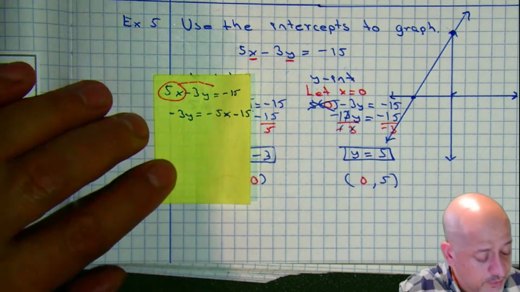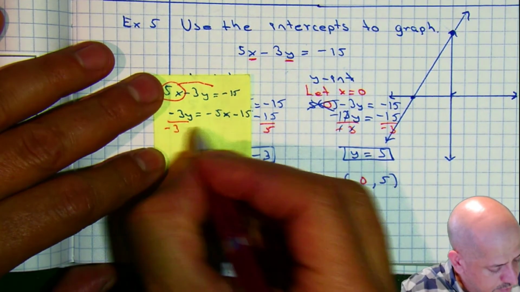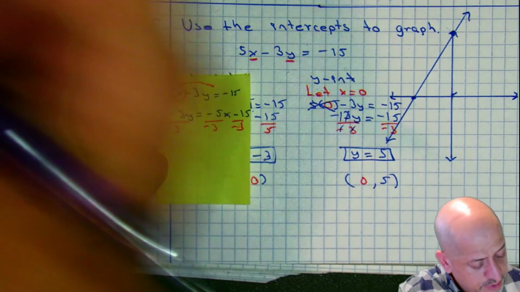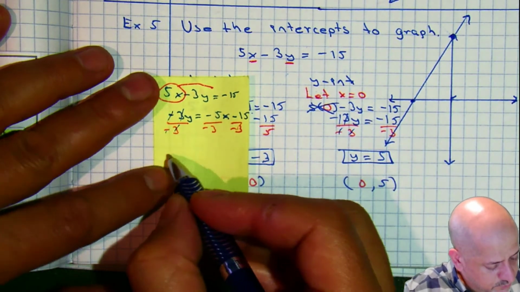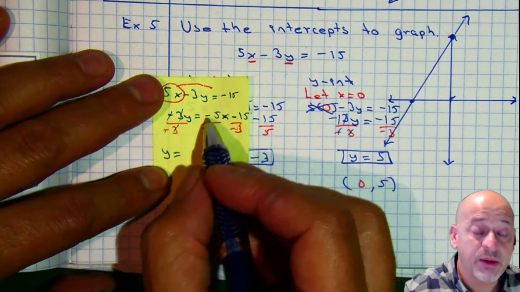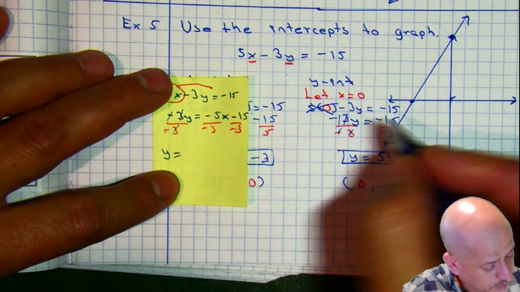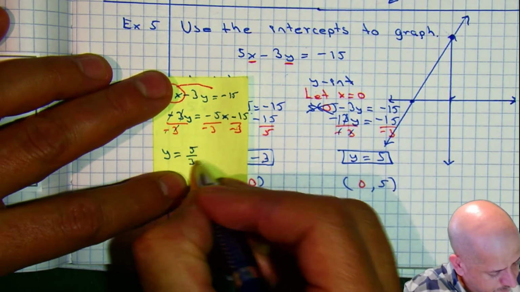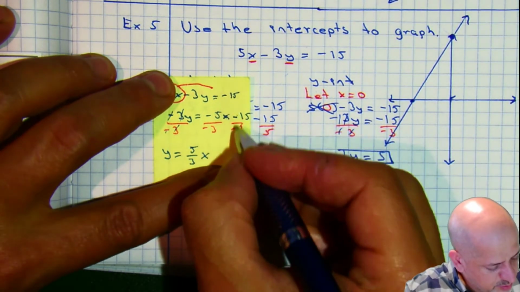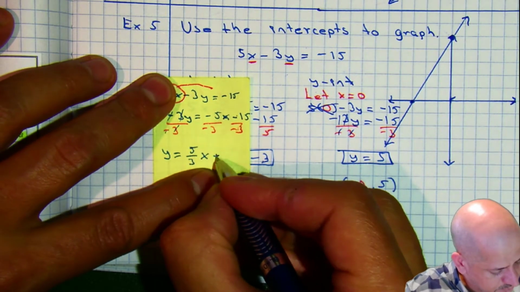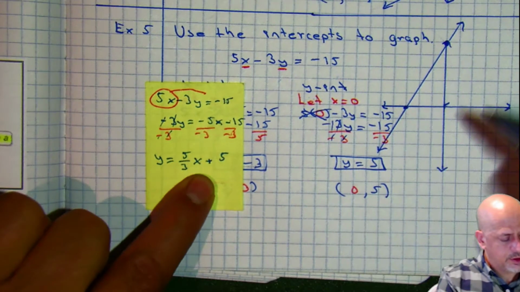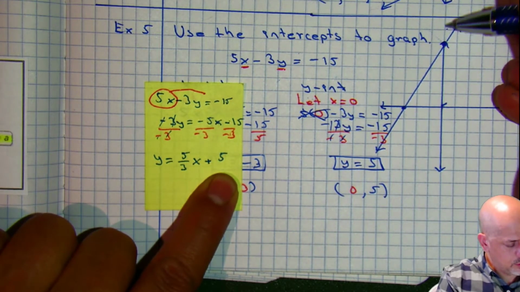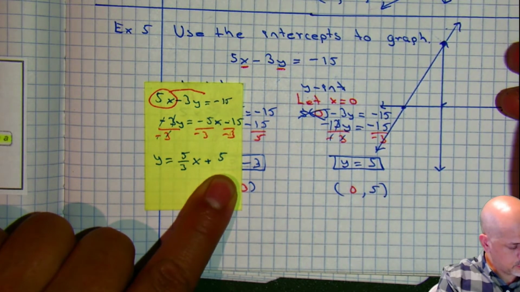Then I divide by negative 3. My 3s cancel, my negatives cancel, so therefore we have y equals. Negative divided by negative is going to be a positive, and my slope is positive, so 5 over 3 x. Negative divided by negative is positive, so positive 5. So from here, my y-intercept is 5, and my slope is up 5, over 3.